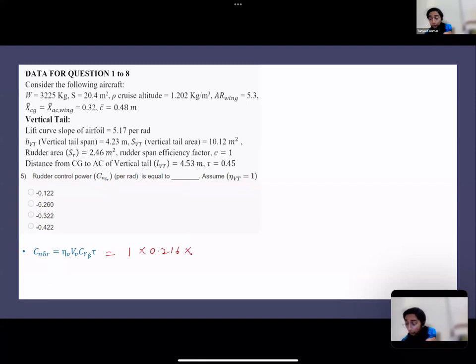0.216. Cy beta. How do you find Cy beta? What is Cy beta? Tau, you know, only Cy beta is left. How do you find this? What is Cy beta? So you have your vertical tail here. So this is your wing, this is your vertical tail. So Cy beta is something like Cl alpha, right?